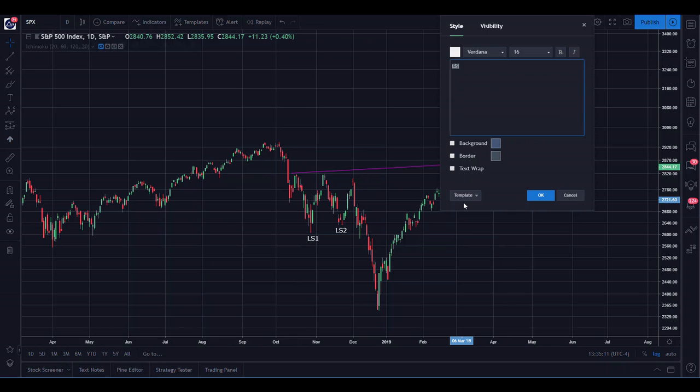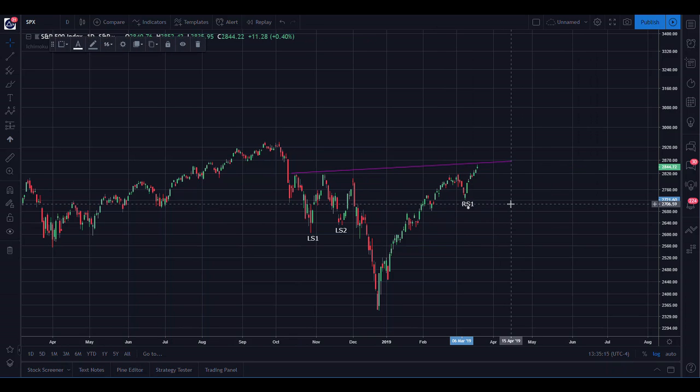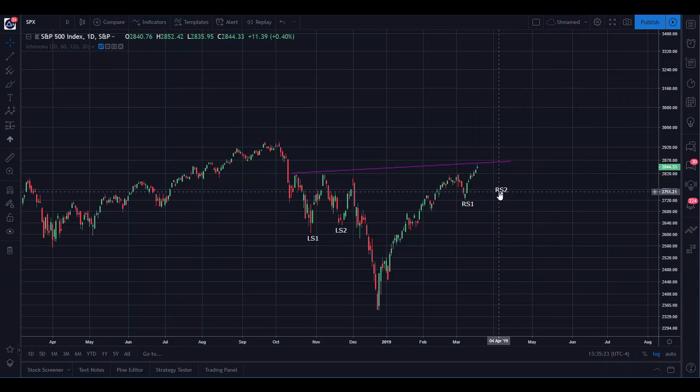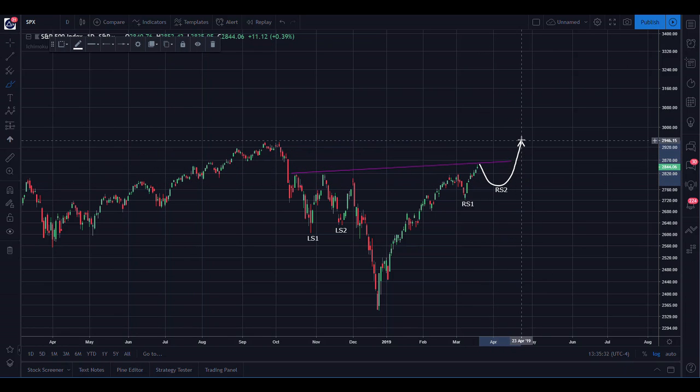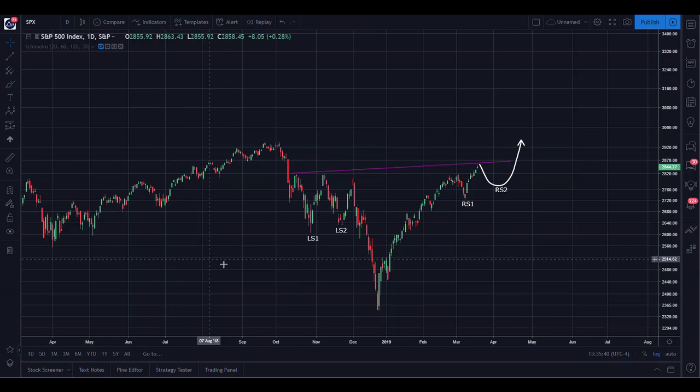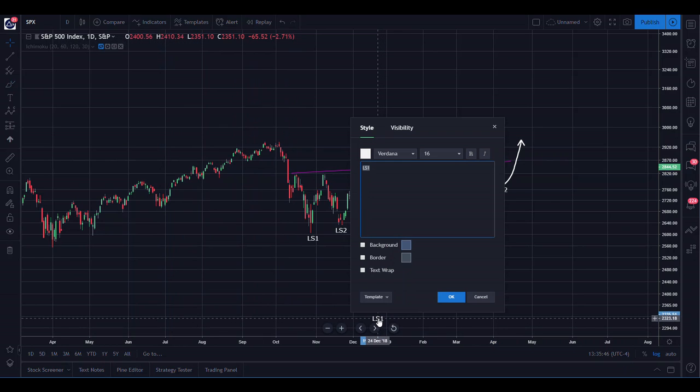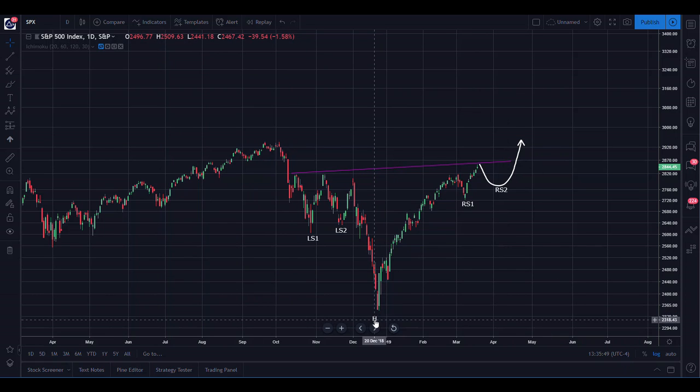In this case, we can call this the RS1. And then we can probably expect, if the symmetry holds, and it probably will, the right shoulder 2 to be placed where temporarily price will be rejected by the neckline. It'll come back down to create the right shoulder 2 and rise up. And this very long V-shaped price action would be the head. So in effect, we have an inverted head and shoulders, which is bullish.